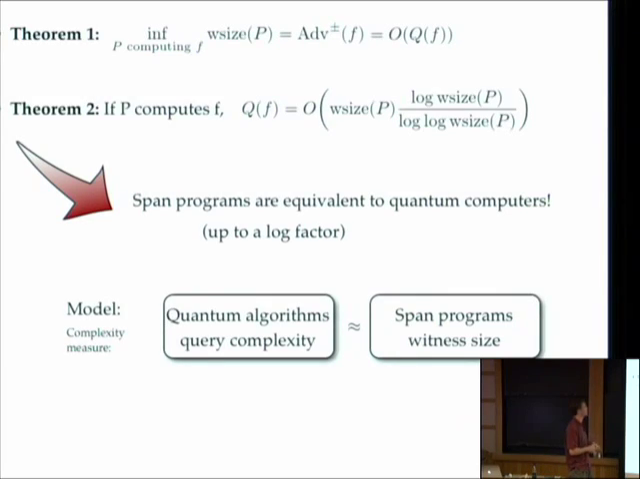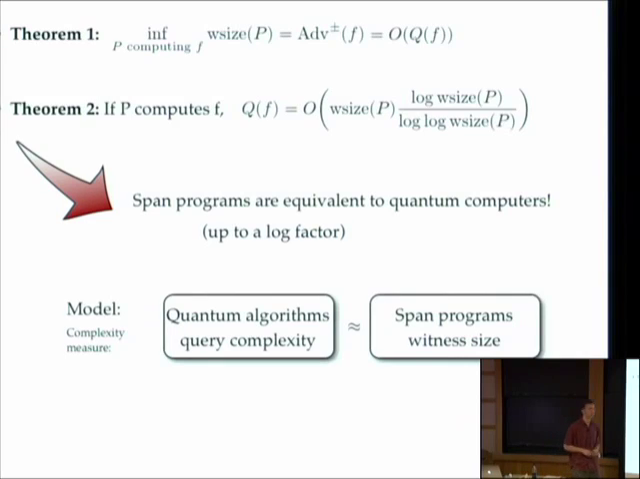Another kind of correlate you can draw from these two theorems is that span programs are really the same as quantum computers, quantum query algorithms. So if you measure your quantum algorithm by query complexity and you measure your span program by witness size, they're almost the same up to log factors. So that's sort of interesting as well. I mean, span programs have been around since '93. Quantum query algorithms, I don't know when they were first formalized, but late '80s, early '90s, almost the same time, and they're actually equivalent with the right complexity measure.